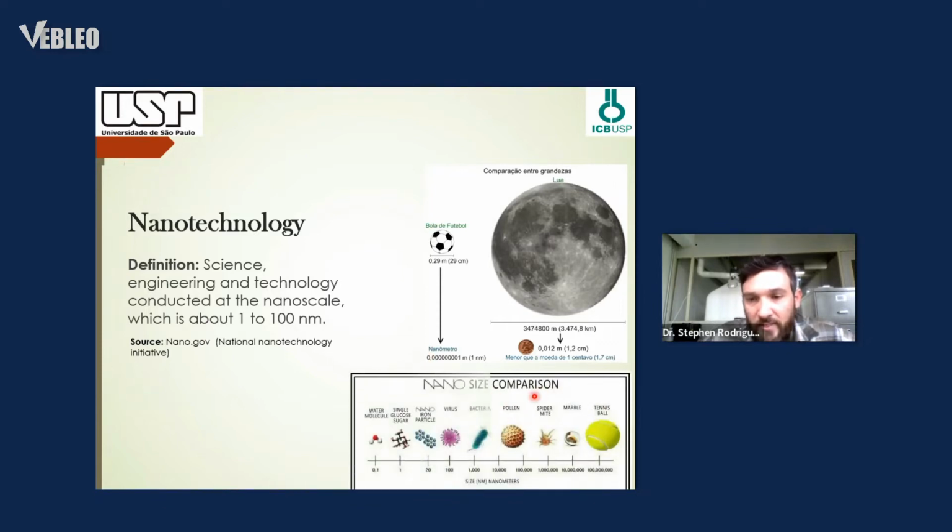And this is a scale with several objects and living beings that we know. This clearly shows you what 1 nanometer is. Look, this is a tennis ball with 1,000 million nanometers. This is a bacteria with 1,000 nanometers, a virus with 100 nanometers, and a molecule of sugar. So we are talking about this scale of size between 1 nanometer and 100 nanometers.